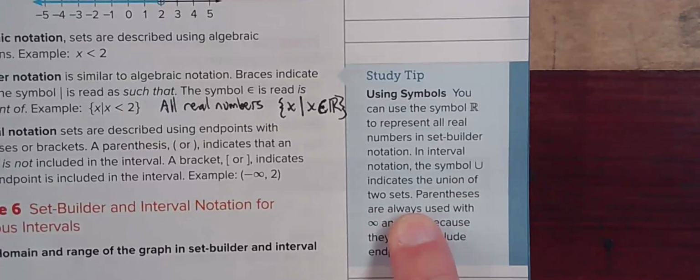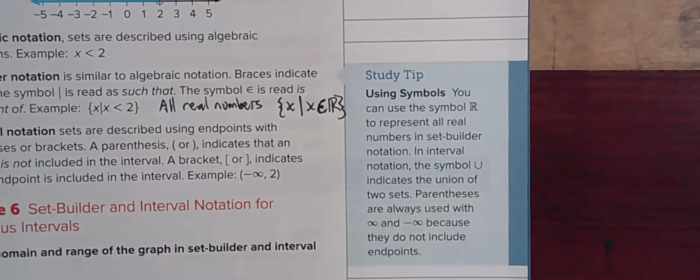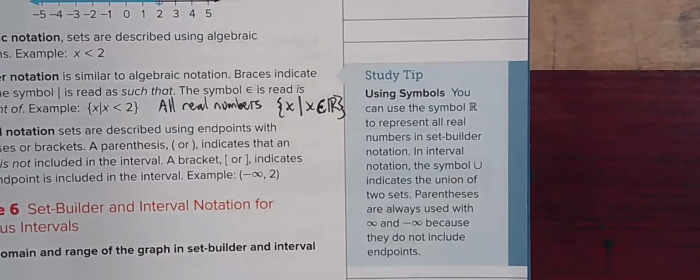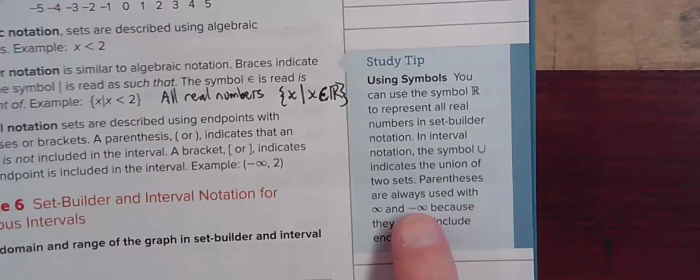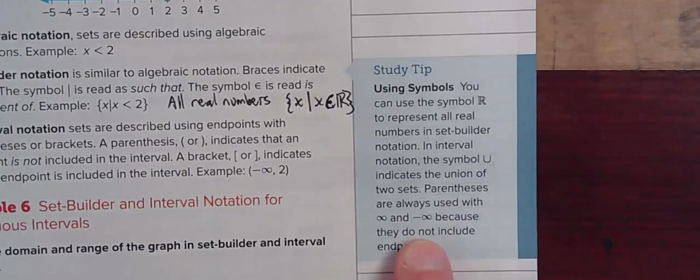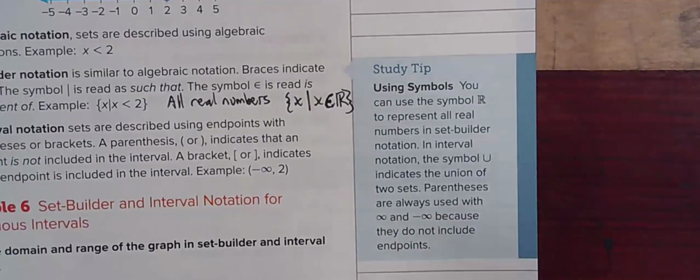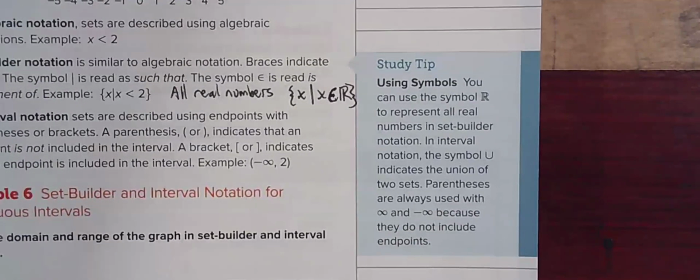So basically, if a function goes a certain amount, but then has a break and then picks up later on, you're going to use that union because you're going to say, from here to here, it's this, and then you're going to combine it with from here to here, it's this over here. We'll see what that looks like on the next page. Parentheses are always used with positive and negative infinity because they don't include endpoints. There is no such thing as an end to those values.